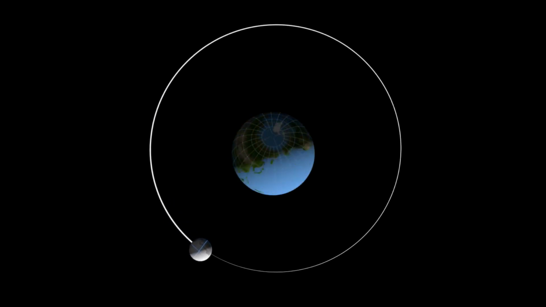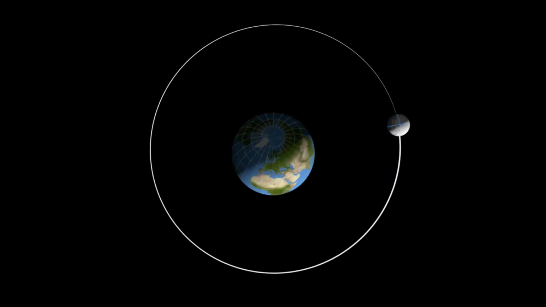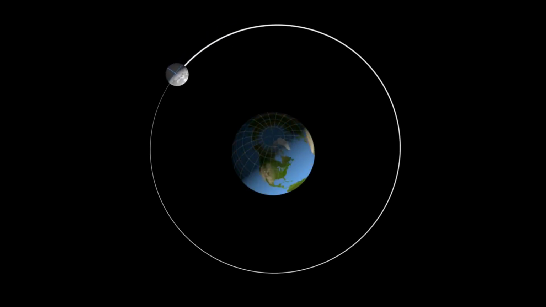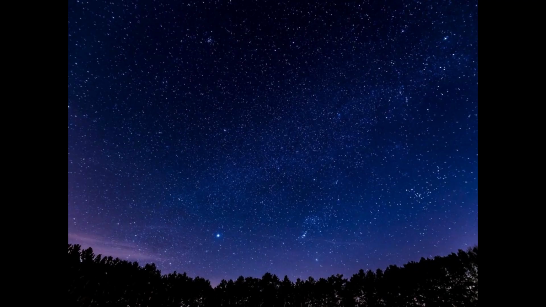Eventually, the moon reaches a point in its orbit when we don't see any of the moon illuminated. At that point, the far side of the moon is facing the sun. This phase is called a new moon. During the new moon, the side facing Earth is dark. We cannot see the moon when it is a new moon.